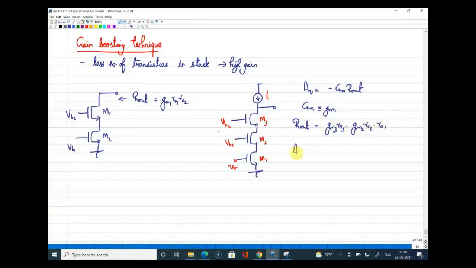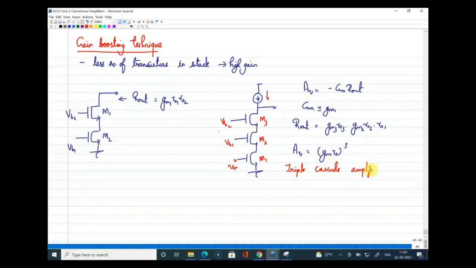So the gain expression, if you write here, if your GM and R outs are the same, your gain can be written as GM R0 the whole cube. And this is what we call a triple cascode amplifier. We have discussed this before, triple cascode amplifier.